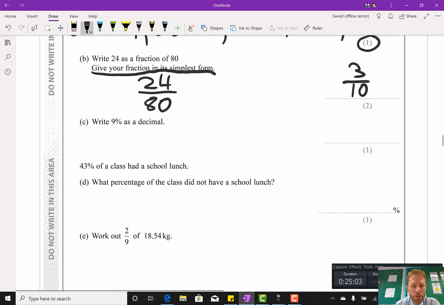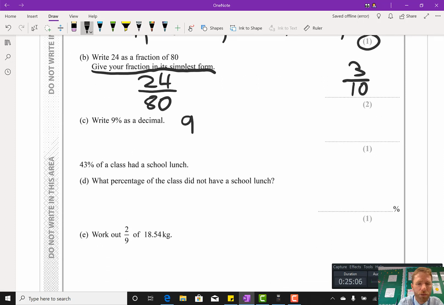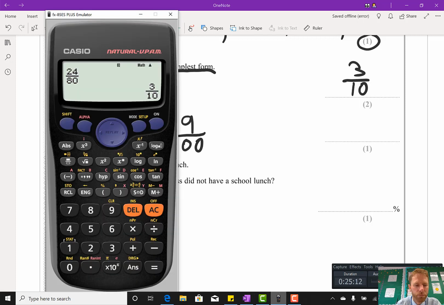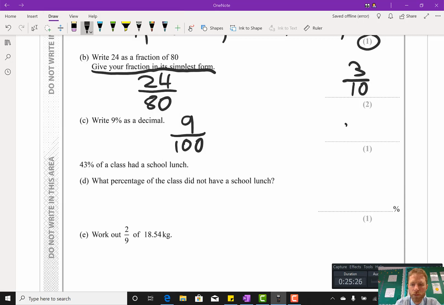Right, 9% as a decimal. Well, 9% means 9 out of 100. So again, back to the calculator. At this point, you might think that it's not told me anything because it's in fraction form, so we press S-D, change it to a decimal, 0.09. You could of course have just done 9 divided by 100.